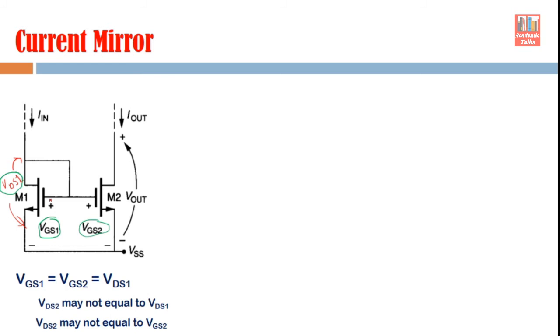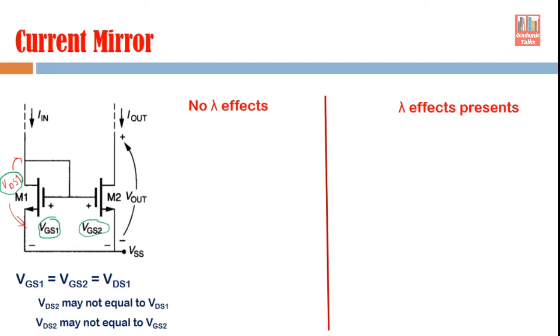Now let's go for its detailed analysis. There are two things. For a very simple analysis, we can ignore the lambda effects which are present in the MOSFET devices, and for a more accurate analysis, we can include the lambda. So we will do this analysis in two different ways. First, we will ignore the lambda effects because that is very simple, and then we will include the lambda effects, right? So first let's discuss the case when no lambda effects are present here.